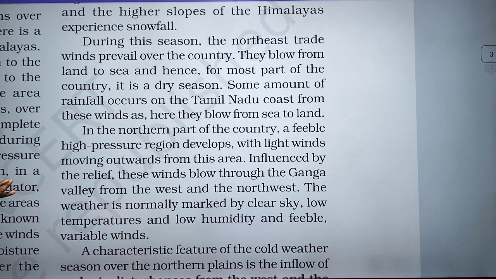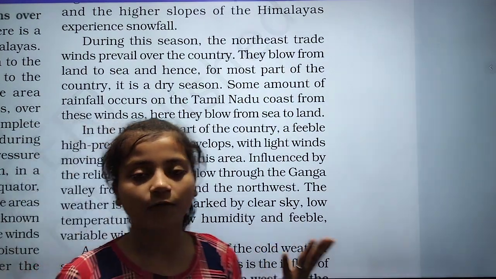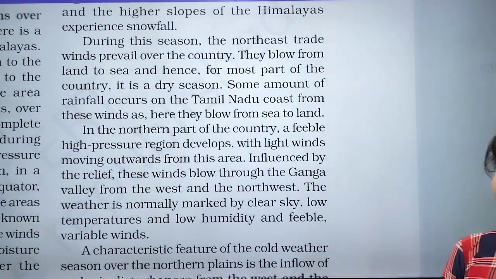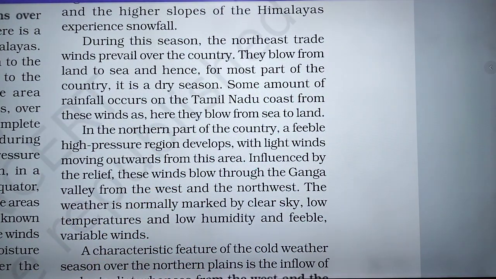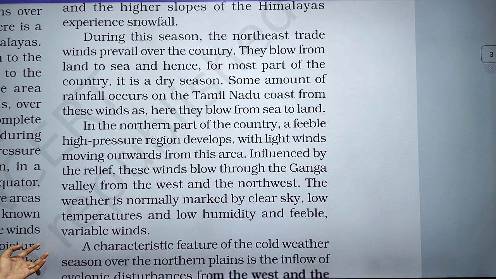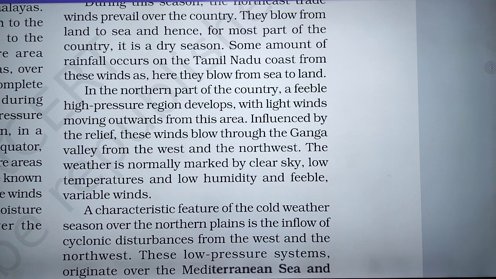In the northern part of the country, a feeble high pressure region develops with light winds moving outward from this area. Influenced by the relief, these winds blow through the Ganga Valley from the west and northwest.